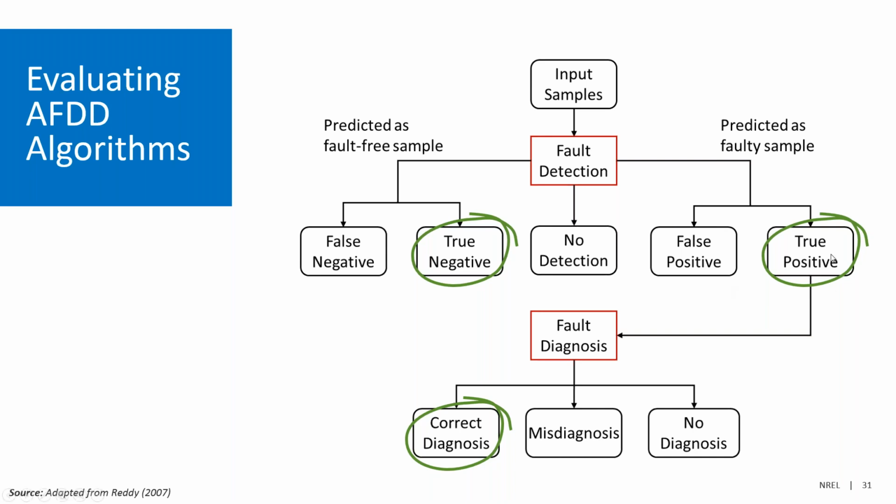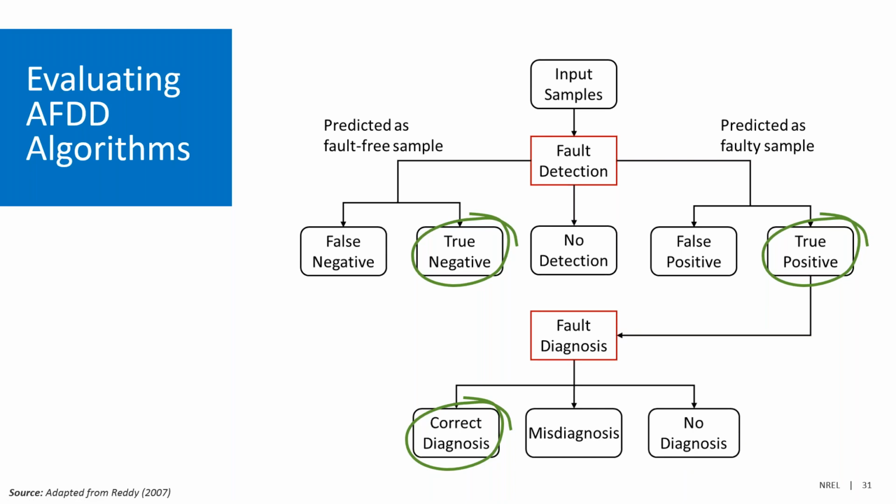So where you want to be is over here, only telling the building owner or operator that there's a fault when it actually is. And so we call that a true positive. And so once you've got that true positive, you come down here to this diagnosis stage. And this is fairly straightforward. Either you have the correct diagnosis, or you don't have the correct diagnosis, or you don't have enough information and the algorithm doesn't give you any diagnosis at all.